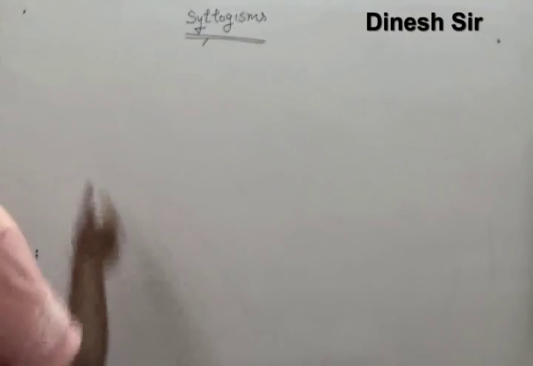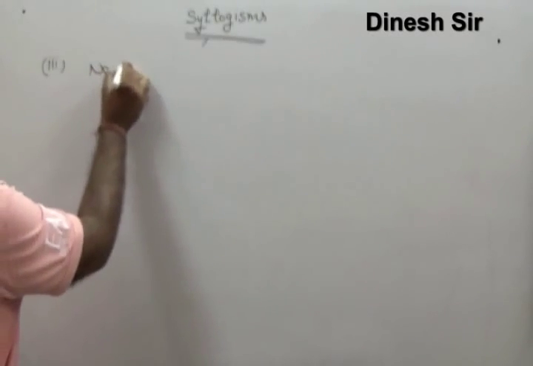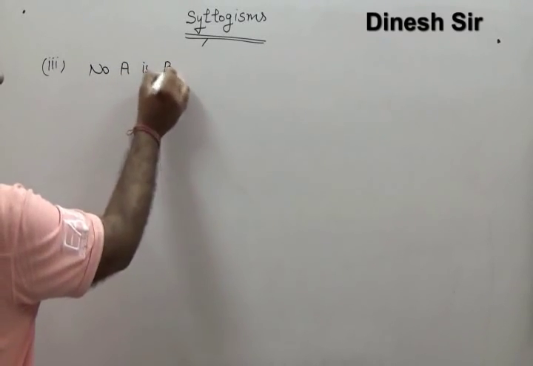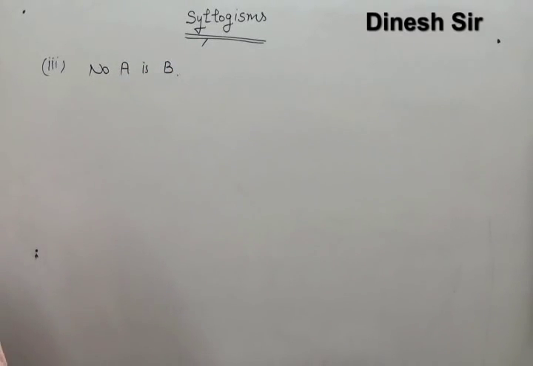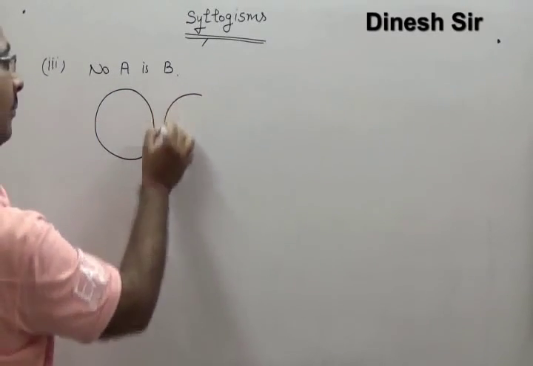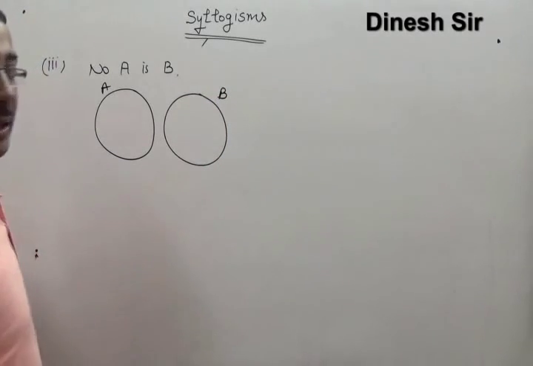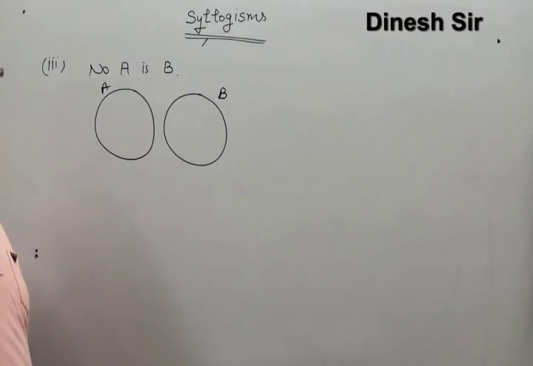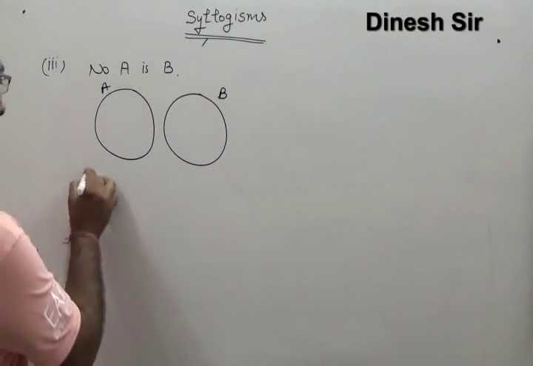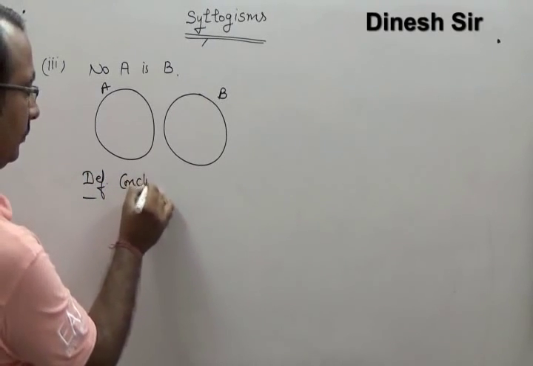That is no A is B. The third statement is no A is B. If I want to show no A is B, this is A and this is B. Here I can say no A is B. Only one type of Venn diagram that I can draw. Now I start to answer what definite conclusions I can draw from it.